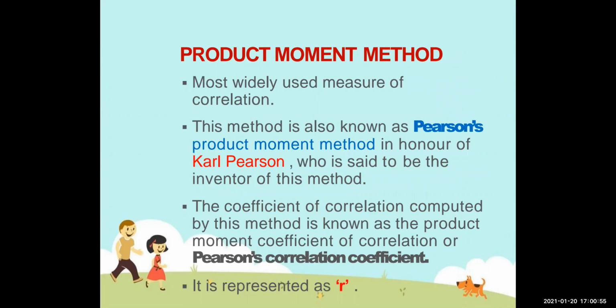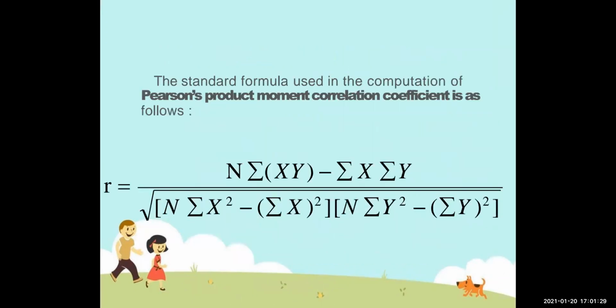Now, the product moment method, which is also known as Karl Pearson's method, is the most widely used measure of correlation. It is known as Pearson's product moment method in honor of Karl Pearson, who is said to be the inventor of this method. The coefficient of correlation computed by this method is known as the product moment coefficient of correlation or Pearson's correlation coefficient, which is represented as r. So this is the formula which is used in computation of this method.